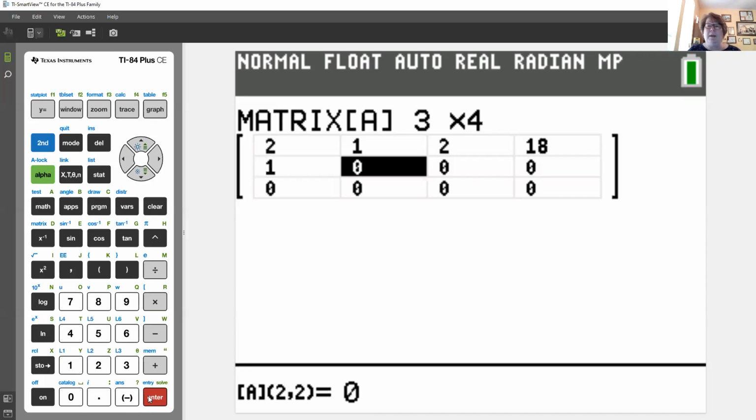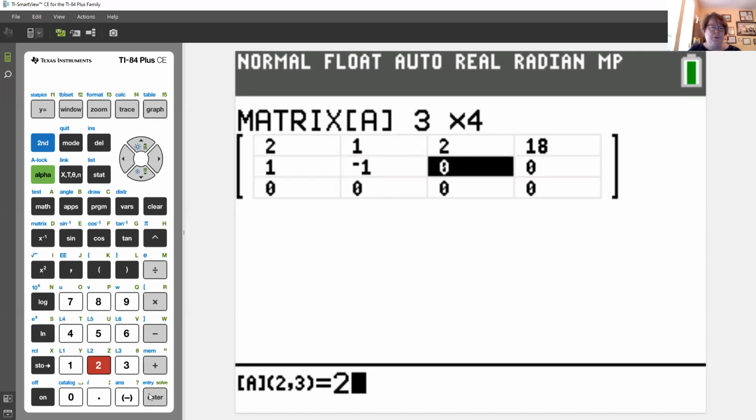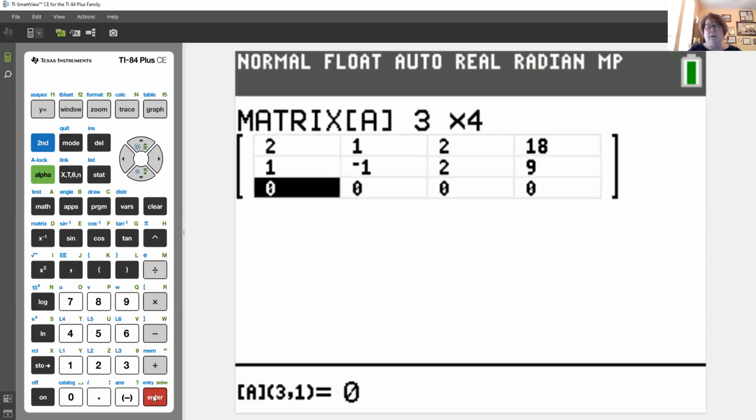All right, so the next element is a -1. Be sure you use your negative key, not your minus key. So -1, enter, 2, and 9. So now we're going to do the third row. 1, 2, -1, and 6. All right, so when I hit enter on the 6, it took me back to the first row, first column.